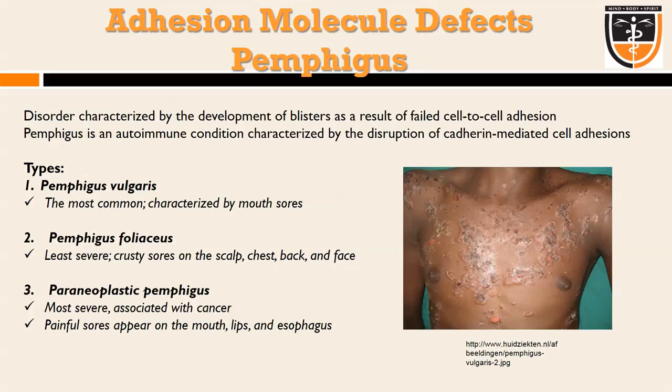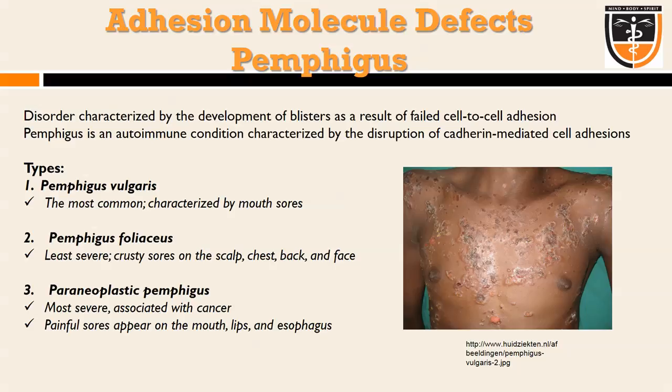Now, pemphigus, a really nasty-looking disorder. Common on boards, common in your wards. You'll see it. It is a disorder characterized by the development of blisters as a result of failed cell-to-cell adhesion. These individuals have a problem with cell-to-cell adhesion between two cells. What are the cells that require most of the adhesion? Epithelial cells and skin cells.